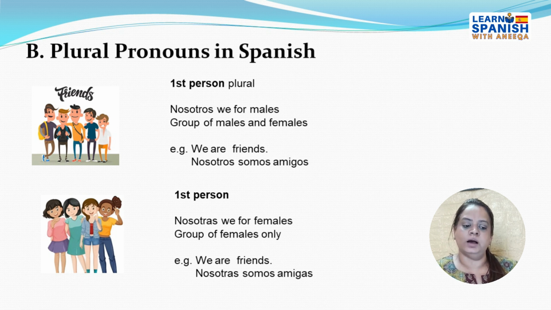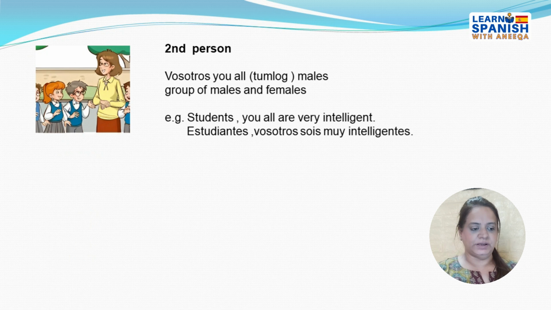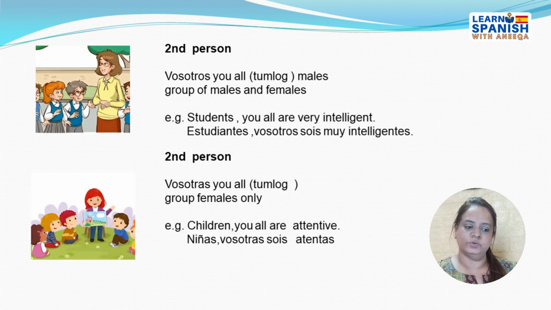Nosotras somos amigas. Now, the second person plural is vosotros and vosotras. That is, you all. Tum log. When you talk about people who are younger than you, you have to use tum log, vosotros and vosotras. Vosotros is used for males and groups of males and females, and vosotras is only used for females.